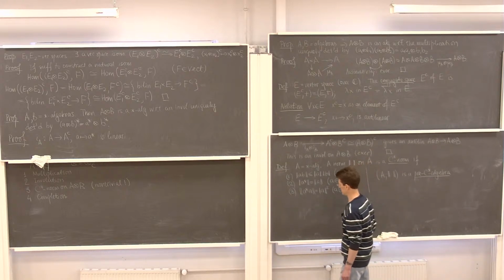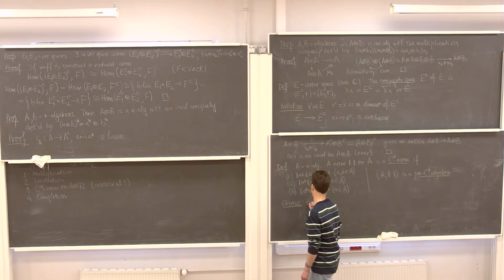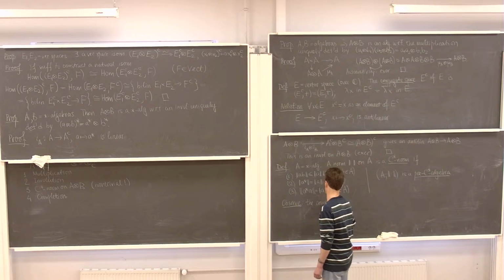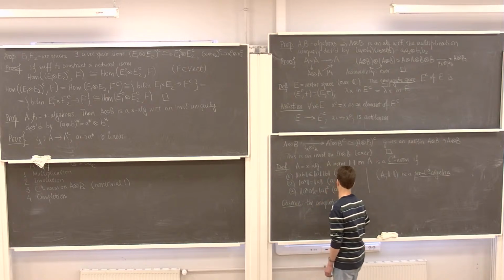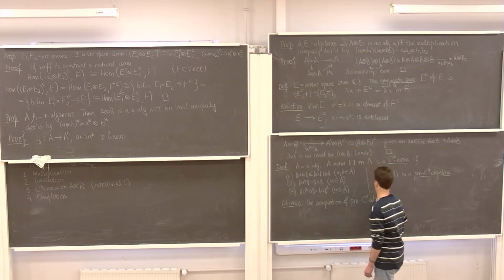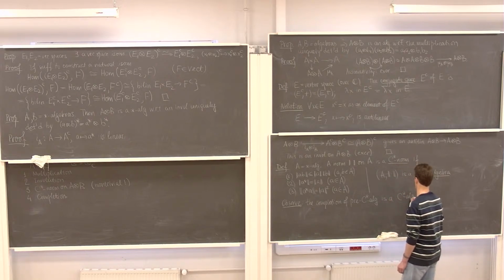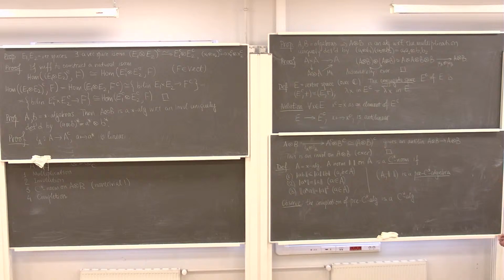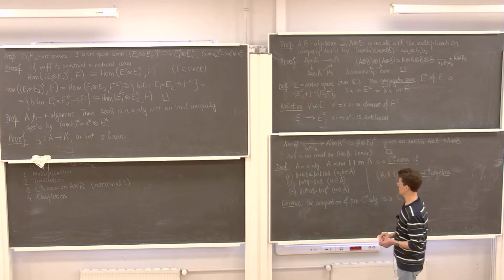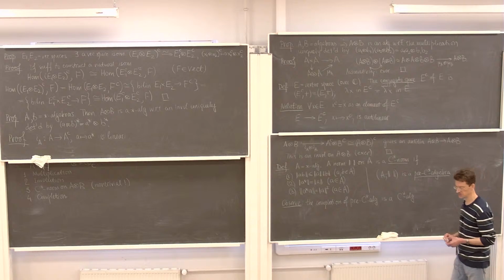And on the other hand, it's easy to observe that if we take the completion of a pre-C-star algebra, the completion of a pre-C-star algebra is a C-star algebra. Okay, so our goal will be to define a C-star norm on the tensor product of two C-star algebras.